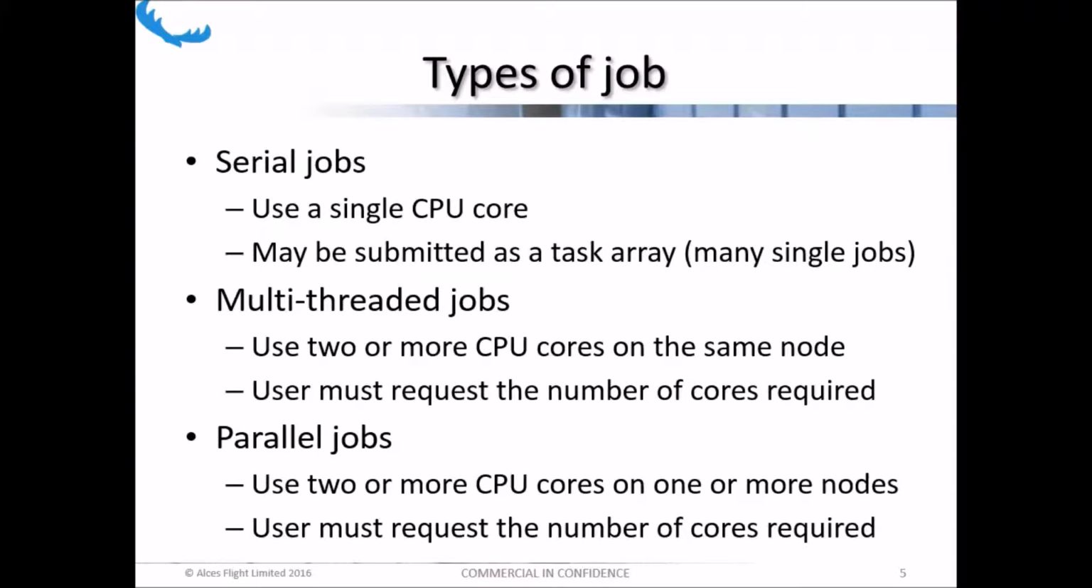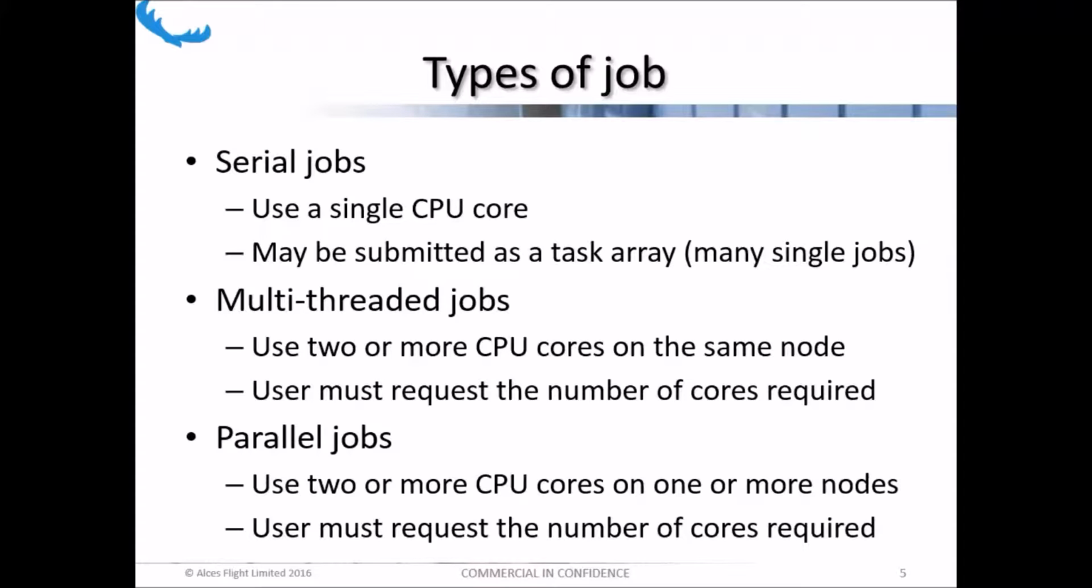To be able to submit jobs to the job scheduler, you need to identify what type of job you're going to be running. Let's look at three of the most common types of jobs now. The most common type of job is a serial job. Serial jobs use a single CPU core for their processing and may be submitted to run on any CPU core in any compute node of your cluster.